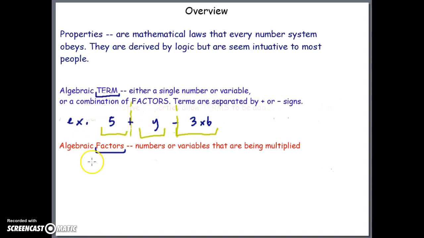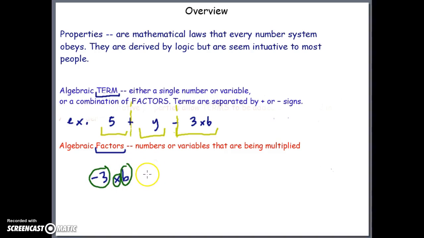So what is an algebraic factor? An algebraic factor are numbers or variables that are being multiplied. So a great example of that would be negative 3xb. This is an example of an algebraic factor. We have three factors being multiplied. We've got 1, negative 3 is being multiplied to x, and 2b. So we've got three things that are being multiplied here.